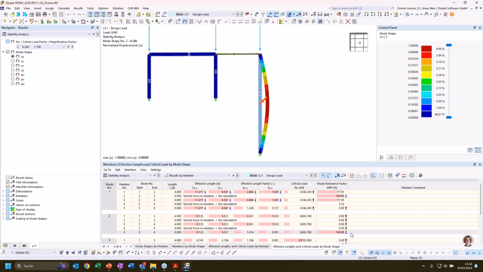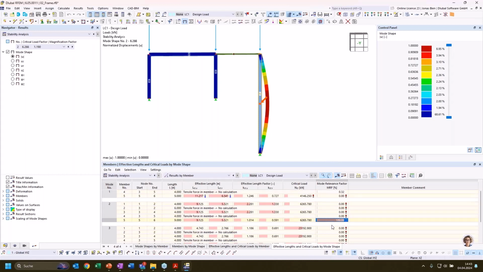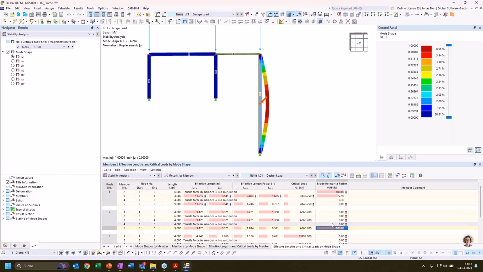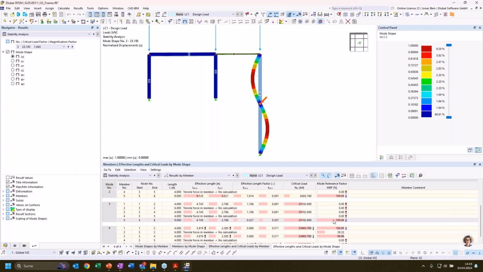In the second mode shape, we see that only member number 5 has a mode relevance factor greater than 0. So we see that in this mode shape, the stability phenomenon, or the instability in the model, is quite localized. That is also what the mode relevance factor can tell us very quickly. So when we browse through the modes and we see that only one of the members has a significant mode relevance factor, then we can already tell that this is a very localized stability issue.